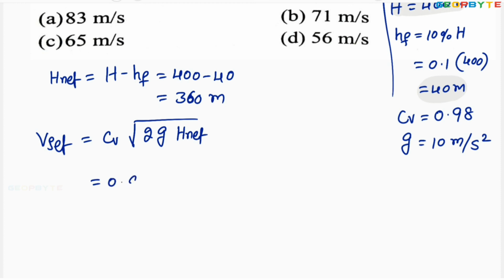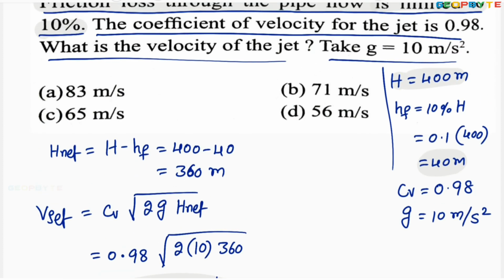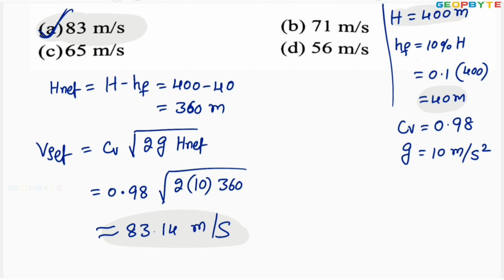Now let us put in the values: 0.98 into root of 2 into 10 into 360. Simplifying, we get approximately 83.14 meters per second. That is the jet velocity. Looking at the options, the first option, 83, is absolutely correct. Approximately 83 meters per second is the correct answer. I hope you understood, my dear friends.